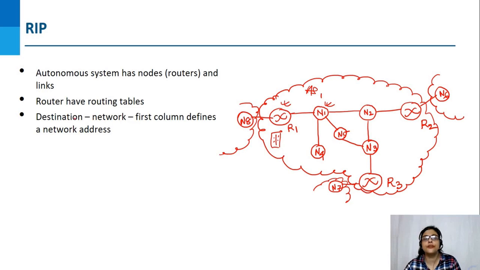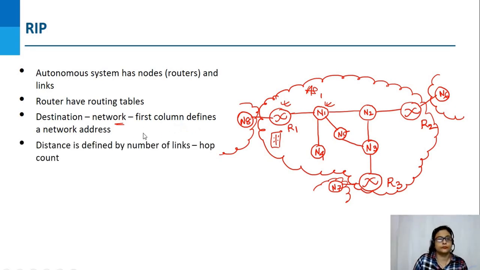The destination field is basically the network field, and the first column of the routing table, which we have already learned in a previous video, will define the network address. The distance is defined by the number of links or number of hops. So hop count here is very much important. So if we have to create the minimum distance, we consider the hop count. The minimum hop count will create the minimum distance.